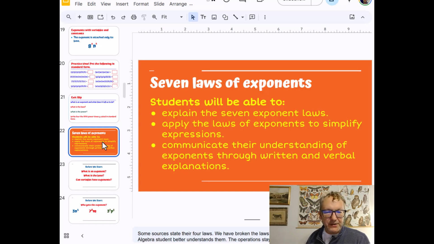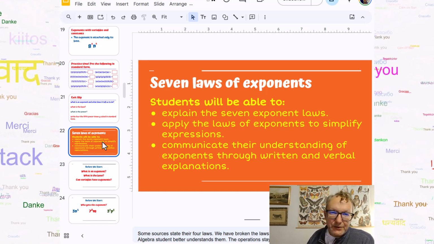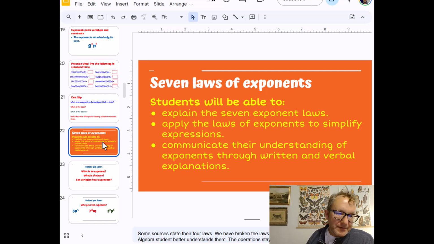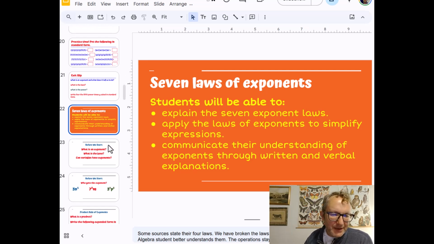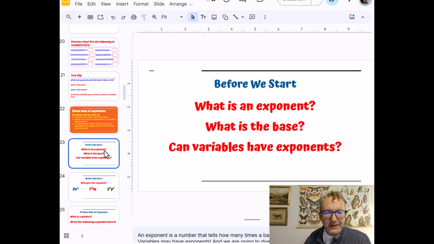And now we go into the 7 laws of exponents. I've had years where I could do this in like 1 or 2 lessons. I've had other years where it would take like 3 weeks, right? And they still don't get it. I should say some of them still don't get it, but the laws of exponents can be confusing. So we kept that in mind.